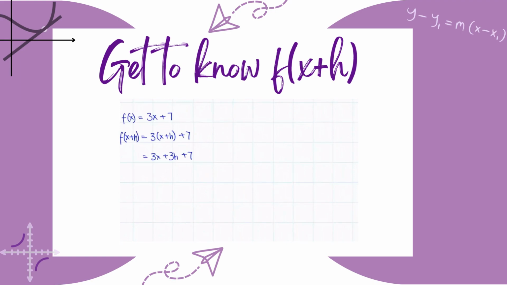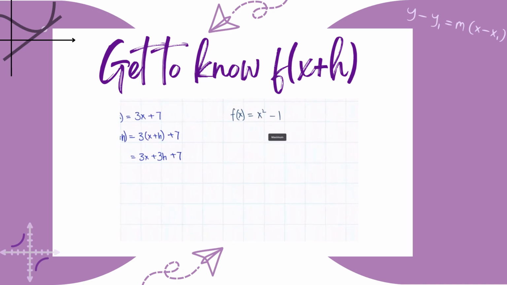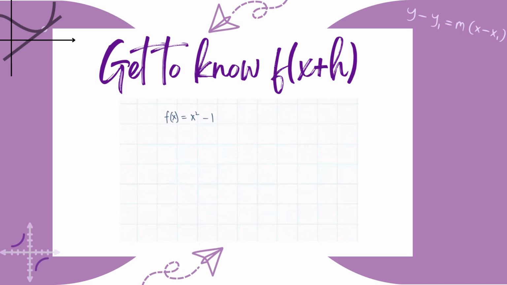And then let's say we had another example that was f of x equals x squared minus 1. This one looks a little bit more complicated. So over here, what we're going to do is plug in f of x plus h. So this value will get substituted in with that value. And now we would need to use FOILing in order to simplify this.